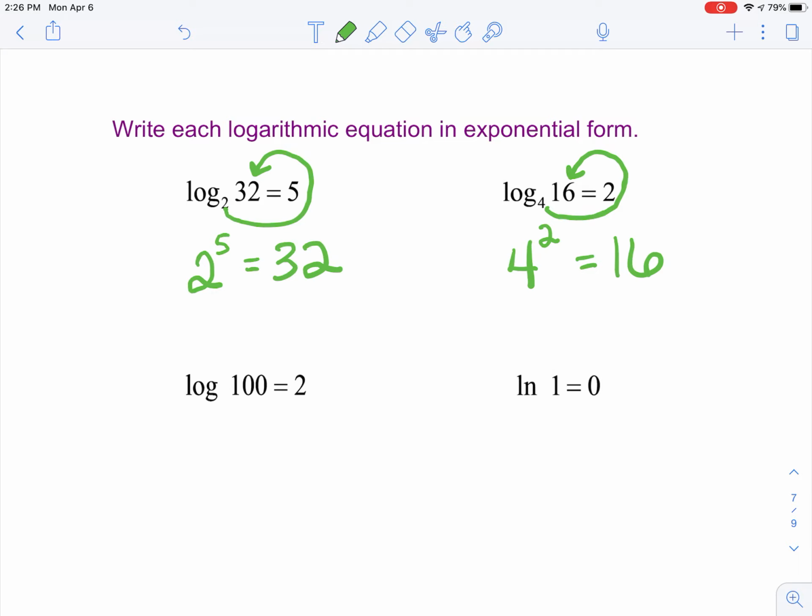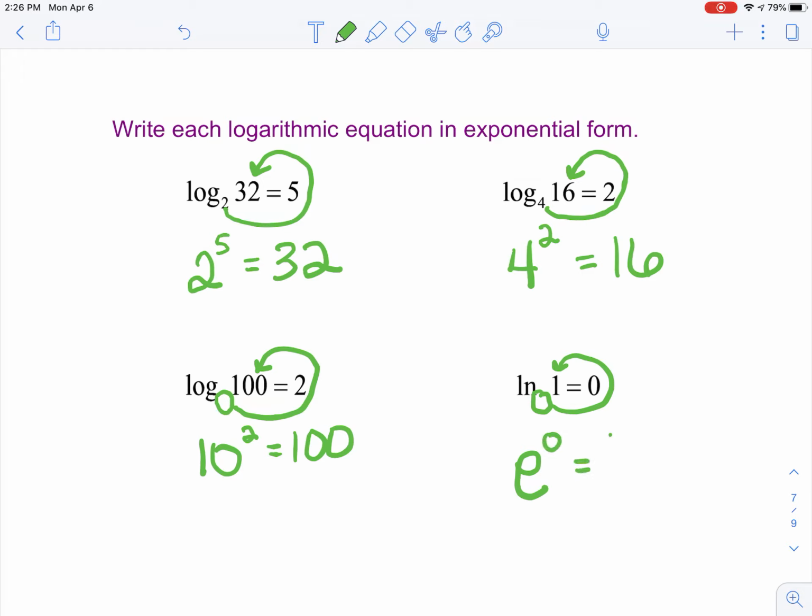Uh-oh, let's look at this one. I do not have a base. Since there is nothing there, what do you know the base is? The base is 10. Bring it around. 10 squared equals 100. Does that make sense? Yep. And uh-oh, on a natural log, what is my base? On a natural log, your base is e. e to the 0 equals 1. Is e to the 0 power 1? And your answer is yes, so you did do those correct.